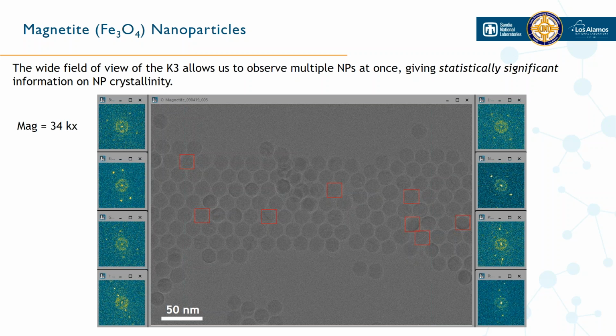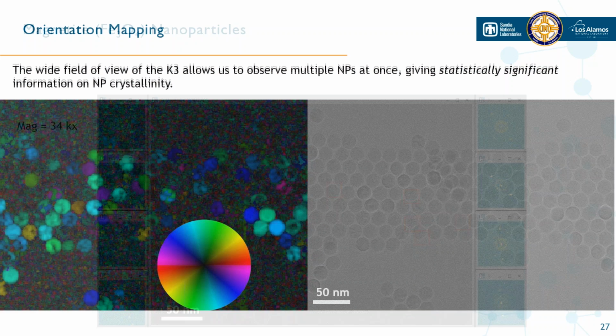If we're looking for a particle in a certain orientation, we can just take this picture, and then we can go back in later and say, okay, it was this one here that was oriented the way we want to see the transformation, so let's focus on that region. The other thing unique to other cameras is that now we can start to get statistically significant information on things like nanoparticle crystallinity and transformation.